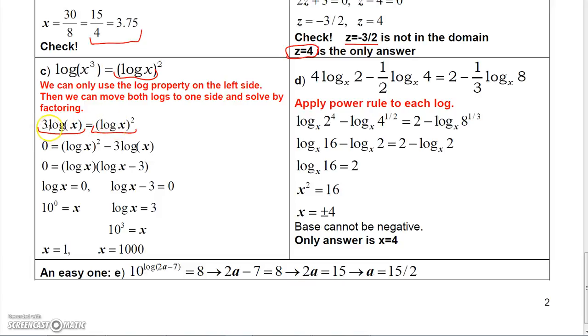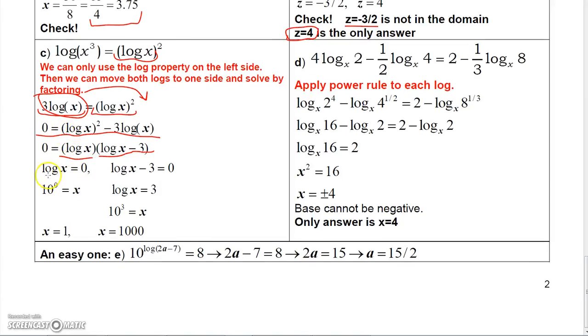But what we can do is subtract this term from both sides. We can move this term to the other side. It becomes minus, and that'll give us this equation. And then I can factor a log out of this. So if I factor a log of x out of this, I get log of x times log of x minus 3 equals 0. Well, now I know that log of x must equal 0, or log of x minus 3 equals 0.